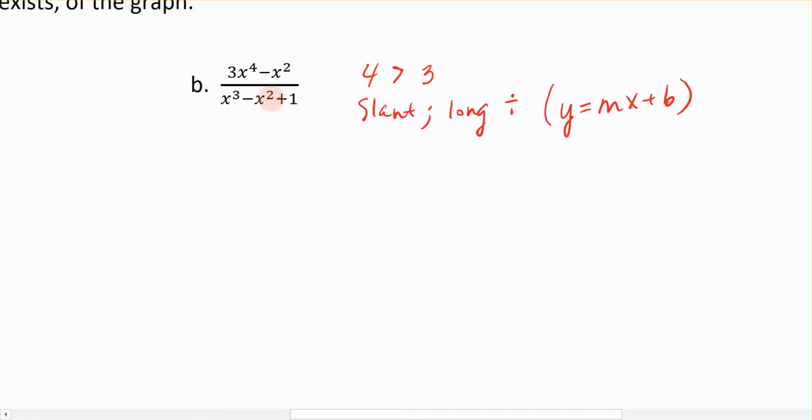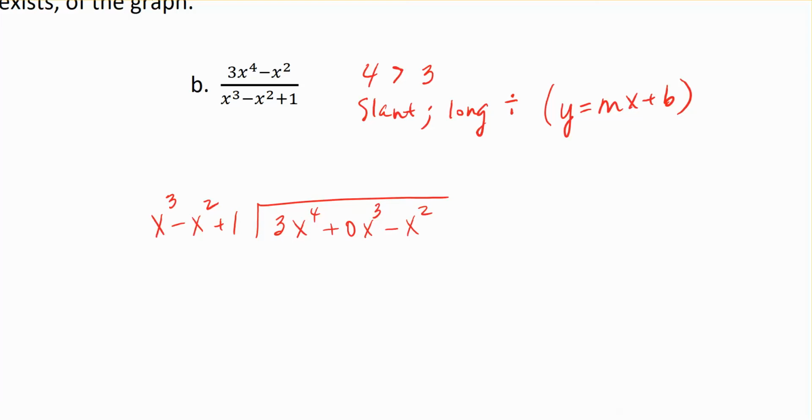When I do that, remember, I'm going to take the denominator here, x cubed minus x squared plus 1, divided into the numerator, 3x to the 4th minus x squared. I'm going to put in a plus 0x cubed, just to hold my place on this one. We've done this before, but let me just remind you. I'm looking at what do I multiply x cubed by to turn it into 3x to the 4th? Well, that would be 3x.